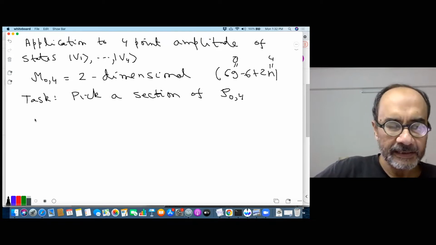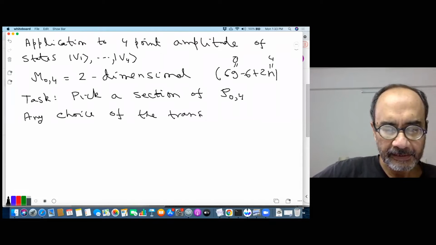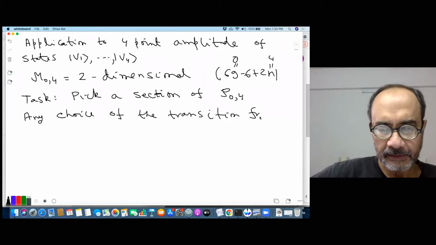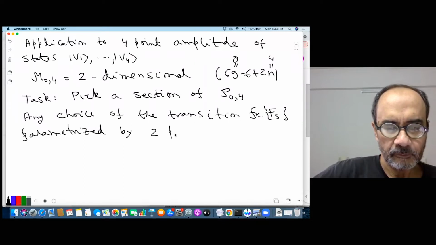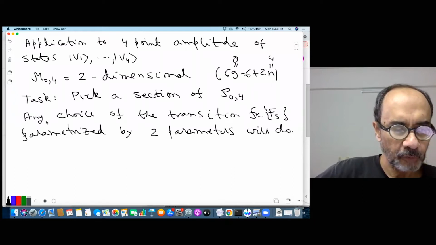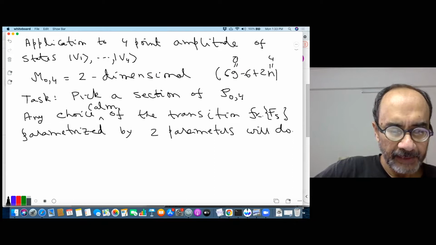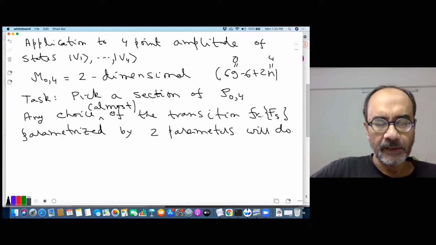In general, any choice of the transition functions that we introduced will do. I'll again remind you what these were: transition functions F_s parameterized by two parameters. I should say almost any choice, because if you are unlucky, you may parameterize by parameters which can be removed by a change of coordinates. But generically this will not happen.